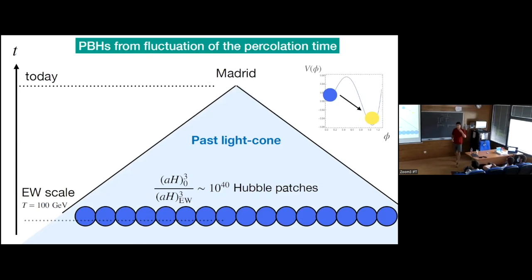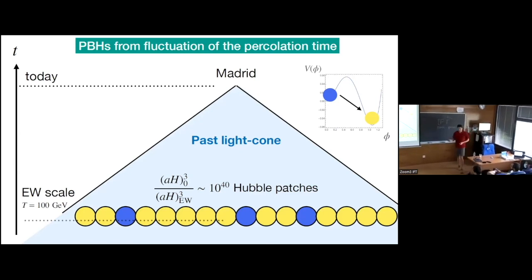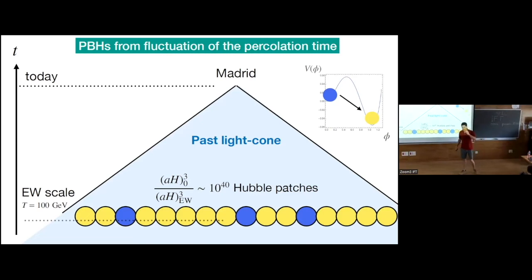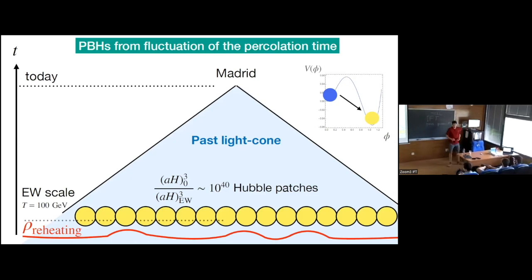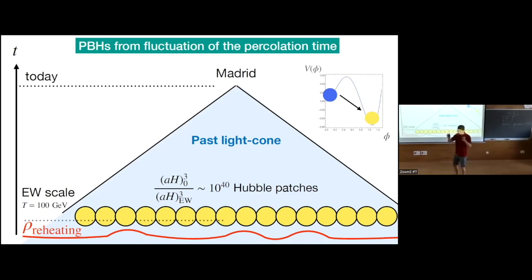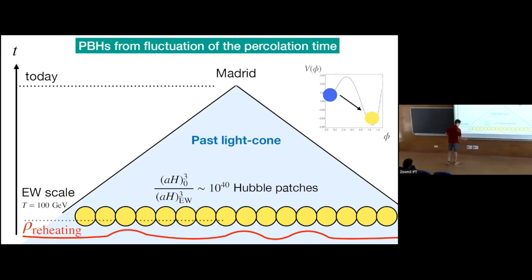It means that those 10 to the 40 Hubble patches do not percolate at the same time. While most of them are already percolated, most of them are yellow, some of them, some late birds, are still in blue. They are still in the old phase, so they are still expanding. They are still inflating, while the yellow ones are already cooling like radiation. And then it means that finally, when those late birds percolate and convert their vacuum into radiation, they will induce hotspots.